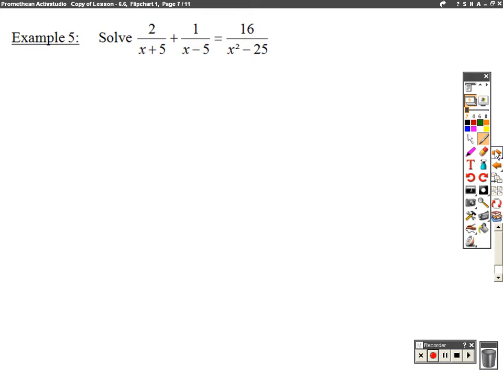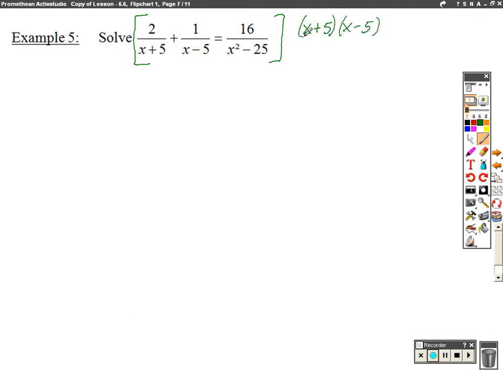Now that brings us to our last example, example 5. Go ahead and look at warm-up number 3, how similar this is. It's basically the same thing. I want you to notice the difference here because I don't want you doing what we did in warm-up number 3. You don't need to multiply top and bottom by x minus 5 here. You don't need to multiply top and bottom by x plus 5. All you need to do is multiply through by the LCD, which in this case is x plus 5, x minus 5. That's going to cancel out all the denominators for us.